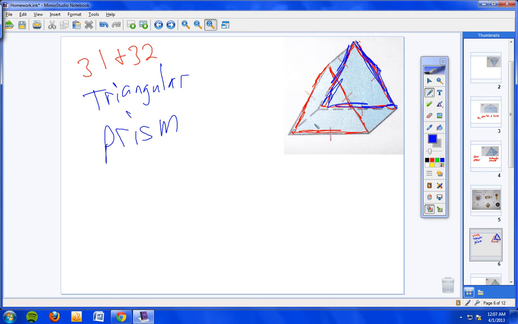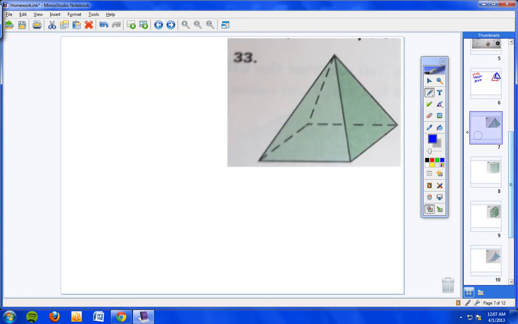And 32 says, how would you help Julie to understand the difference? Well, a pyramid comes to a point. And this does not come to a point. It has a whole edge for a top, so it is not a pyramid. Okay? Let's take a look at number 33.